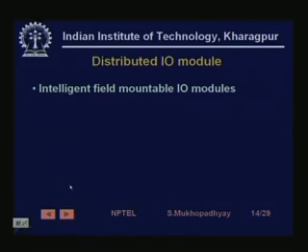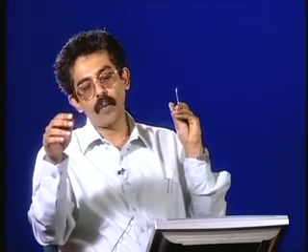Then you have a different kind of IO module, which is called distributed, or sometimes remote IO. These are actually intelligent field mountable IO devices. You put the IO module right there on the machine, and from there you connect it to a network, or you take an input output concentrator and connect several local distributed IOs, and then make one digital communication back to the PLC.